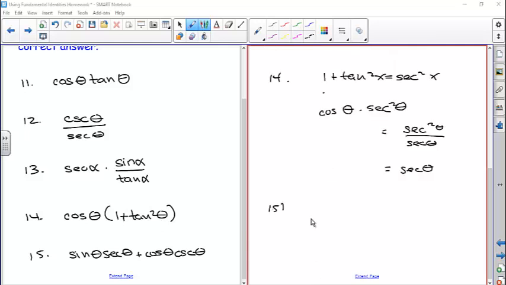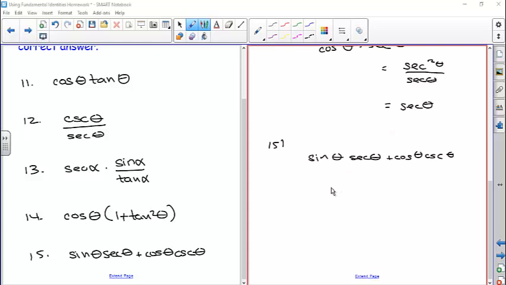And then finally we have sine of theta times the secant of theta plus the cosine of theta times the cosecant of theta. So what we do is we would write the sine, and then the secant is 1 over the cosine, and then we'd have the cosine divided by the sine. Cosecant is 1 over the sine. Okay. Now let's find a common denominator. So if you do that, the common denominator will be sine theta times cosine theta.